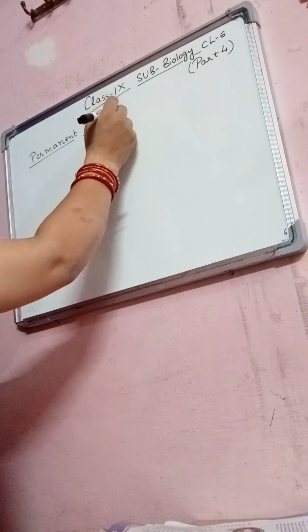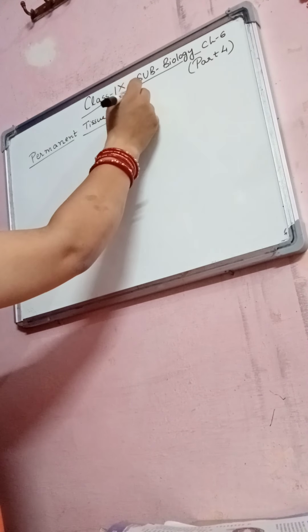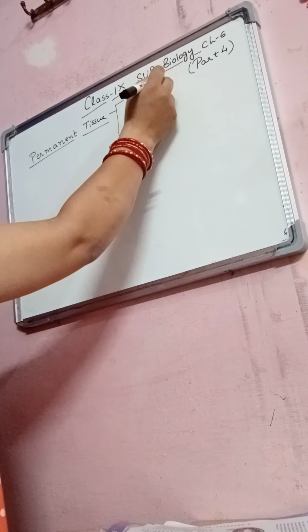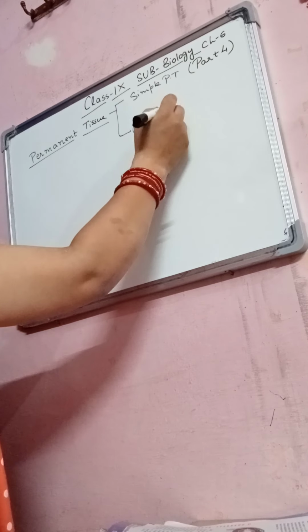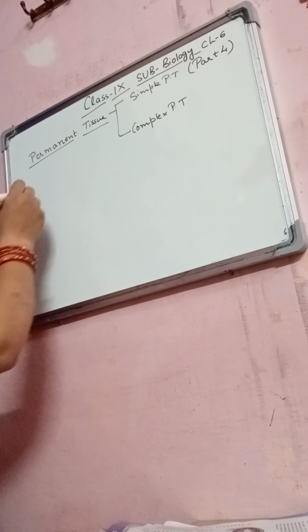Now, students, permanent tissues are derived from the meristematic tissues, but their cells have lost the power of division. They can be classified into simple permanent tissue and complex permanent tissue. So now we will start with the simple permanent tissue.